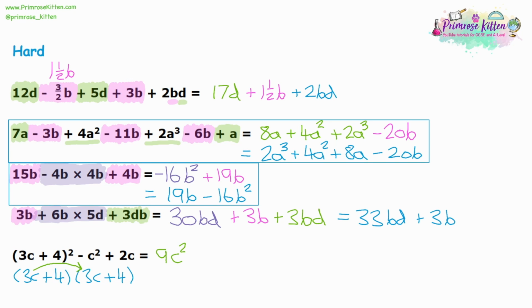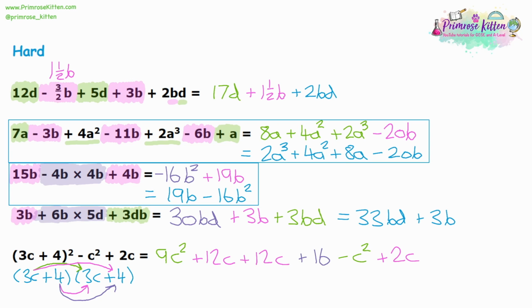Then we would have 3c times 4, so 3 times 4 is 12, and we've got a c on there as well. Then we would do 4 times 3c, so same as what we just did. 4 times 3 is 12, and we have a c in there as well. And then the final part of this would be 4 times 4, which would give us 16. And as well as having the 4 terms from multiplying out the brackets, we have also got the take away c squared that was outside the brackets, and we have got the plus 2c. So it's important not to forget about those.